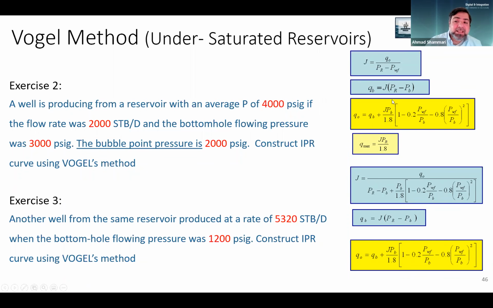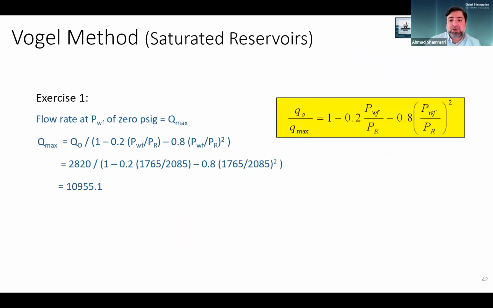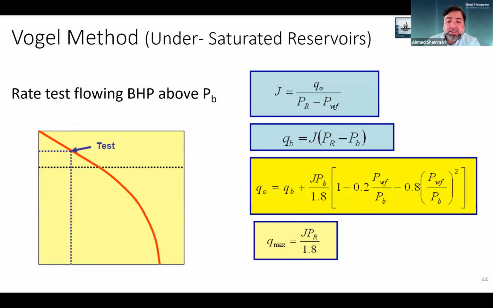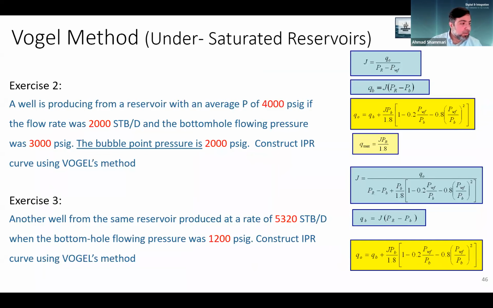Because remember, this is not the same Vogel equation in which it's just saturated. For a saturated reservoir, we can use the original form, correct? So for a saturated reservoir, we were using this one here, and here we can easily find Qmax. For an undersaturated reservoir, this is Qmax, okay? And Qmax is just going to be used to complete the curve. Exactly, 4,444, okay? So this is exercise number 2.